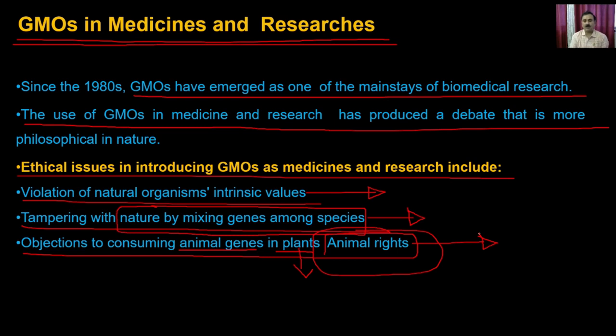So now what you're going to do is consume the plant. Because of this, you might not prefer to grow these animals. Ultimately you're going to sacrifice, or discard, these animals, because you have already produced these genes in the plants. And that is a very big objection when you are using GMOs as a source for medicine as well as for research.